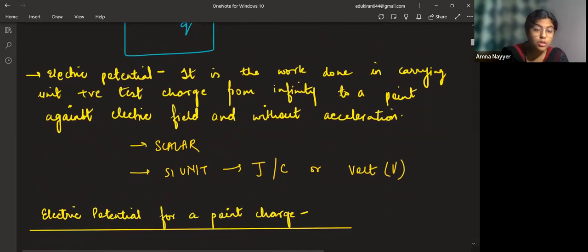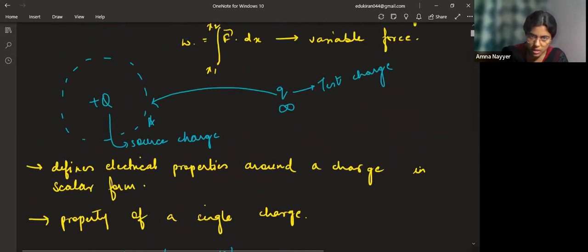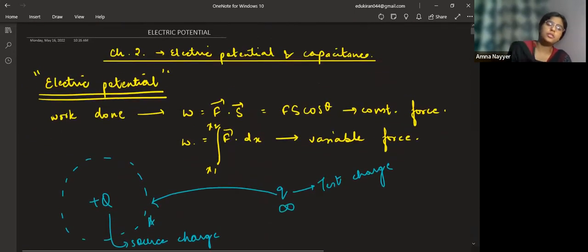Before going on to the topic, electric potential for a point charge, you should write down all these points. Wherever you are having doubts, let me know. This is the starting of the lesson, so you can get your concepts and basics clarified.